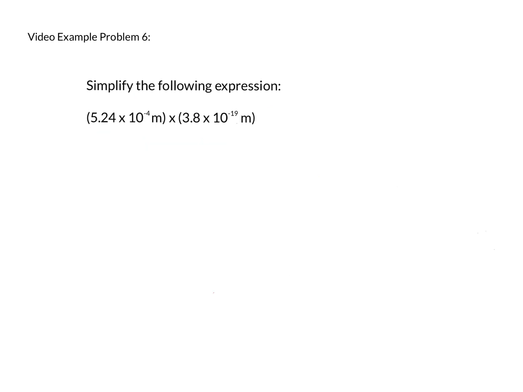All right, for our final problem from the video lesson, we are going to be multiplying two numbers in scientific notation. Remember, we're going to deal with the front numbers first. And so we're going to carry out the operation, which again is multiplication. So we're just going to do 5.24 times 3.8, that'll get us 19.912, so I'll just do 19.9.